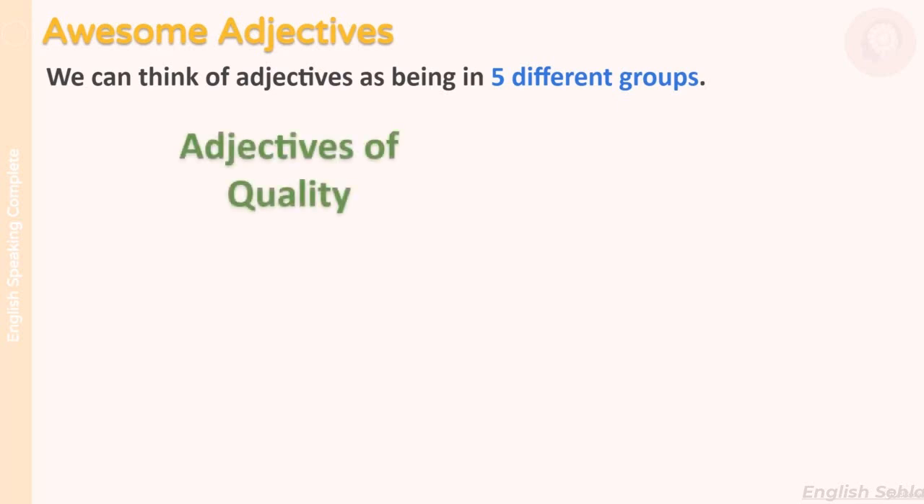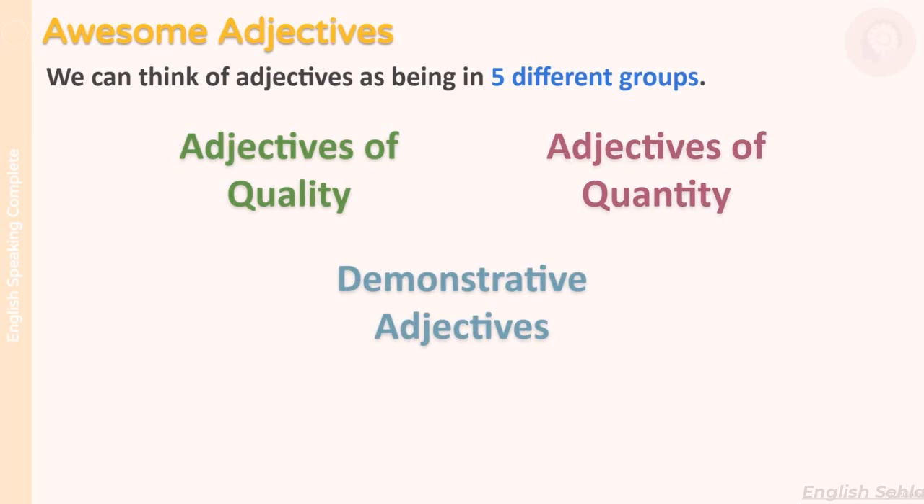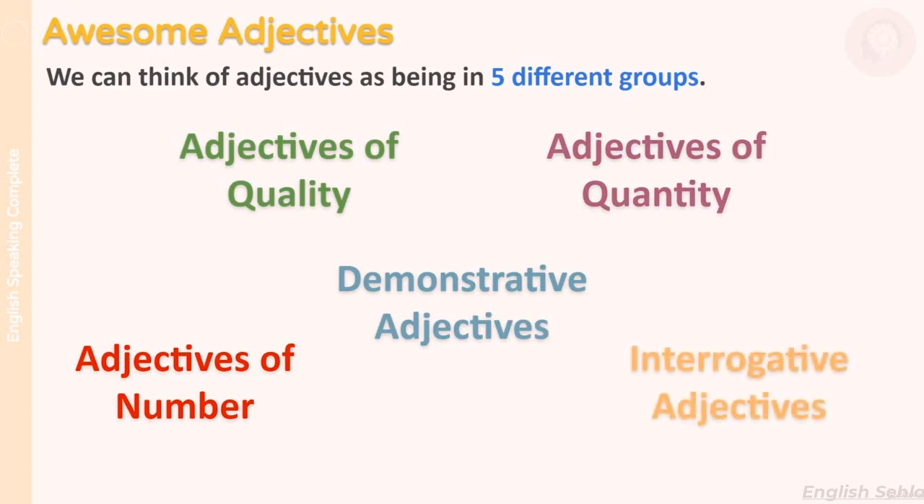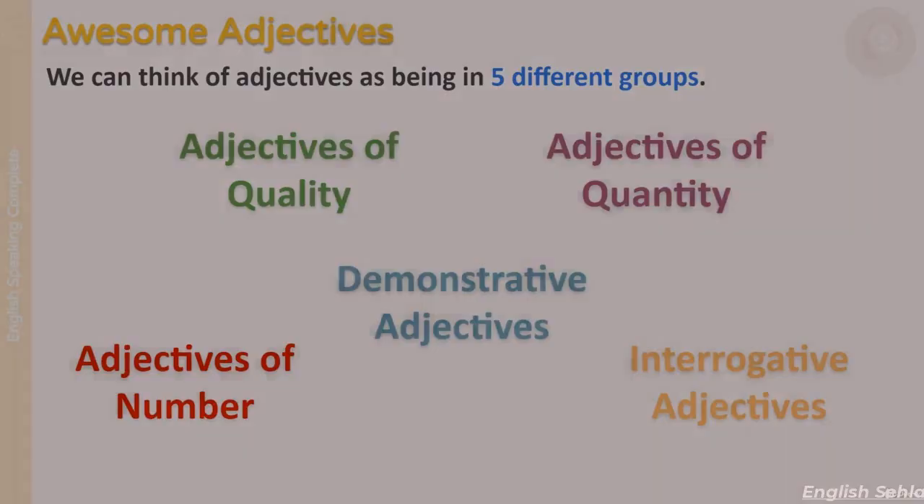So we can have adjectives of quality. This is generally what people think adjectives just are, describing words of nouns, but not quite. We can also have adjectives of quantity, demonstrative adjectives, adjectives of number. This one's pretty straightforward. And we can also have interrogative adjectives. Super useful to know all these interrogative adjectives. Okay, so let's go through them each and take a look at them in a little bit more detail.